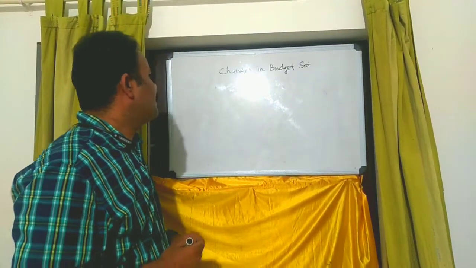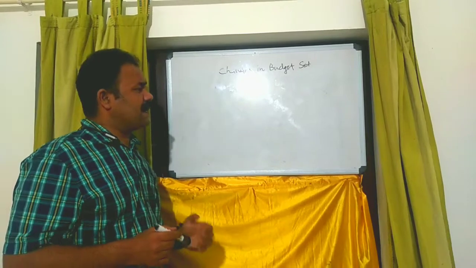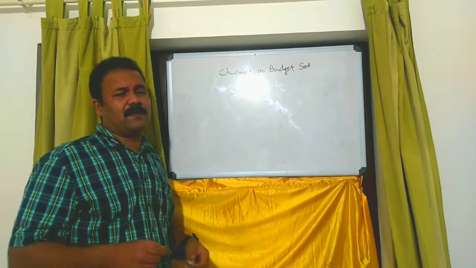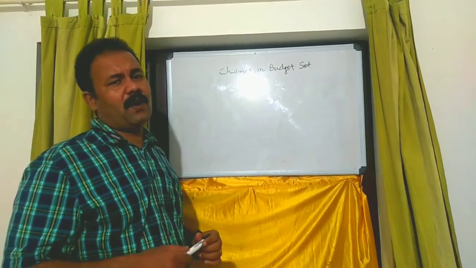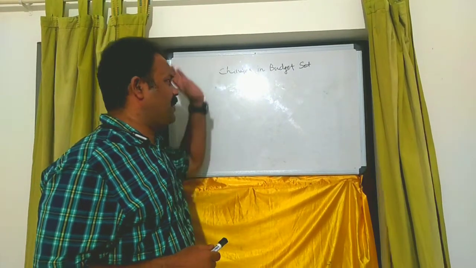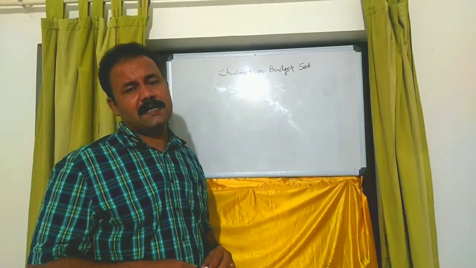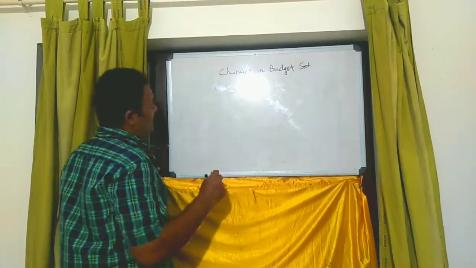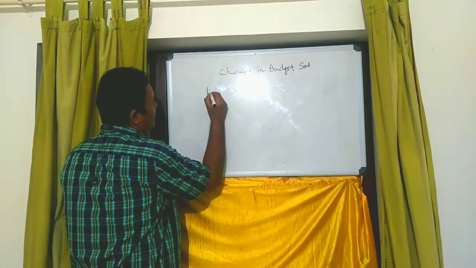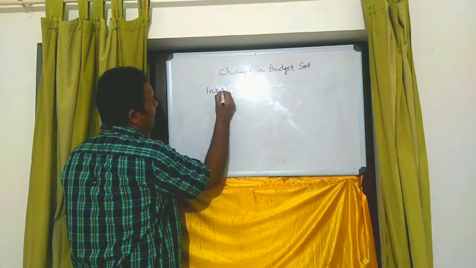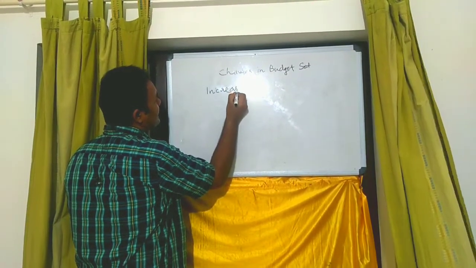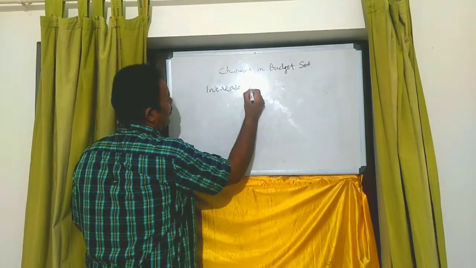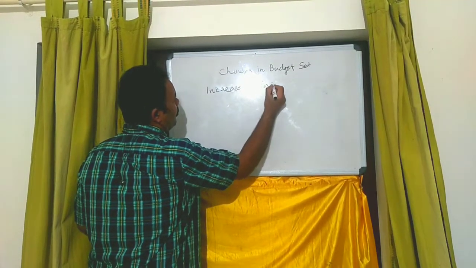Here, change in income and changes in prices. These both situations affect the budget set and the budget line. In the case of changes in income, there are two types of changes: increase in income and decrease in income. First we can take increase in income.